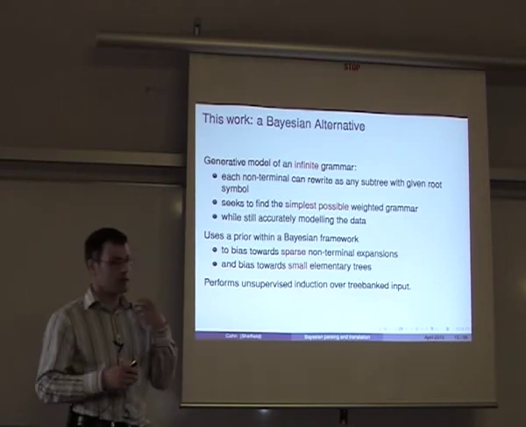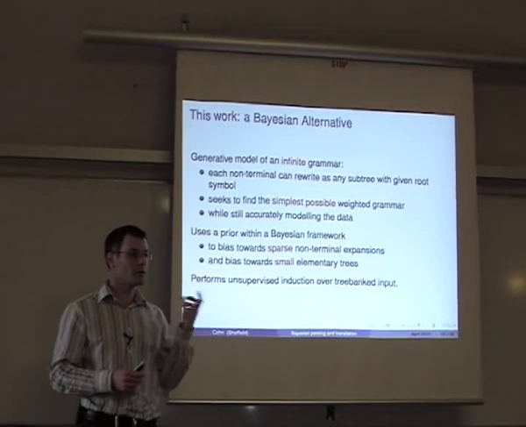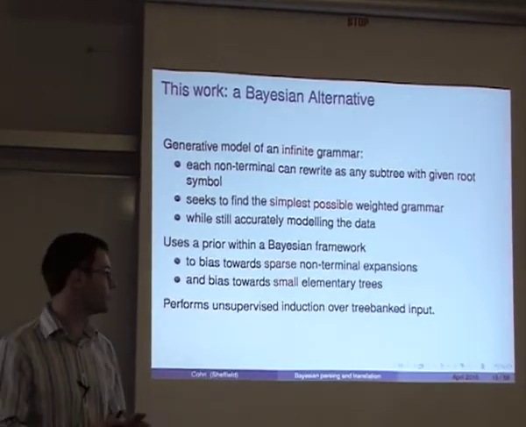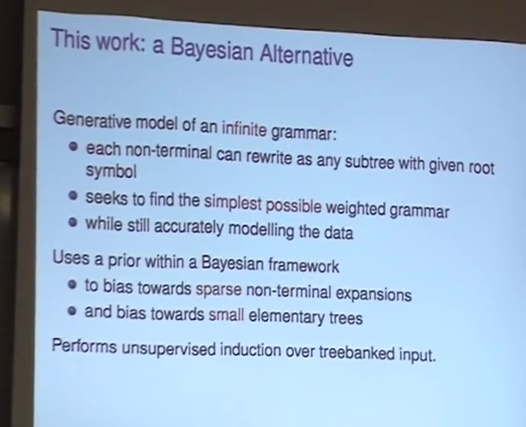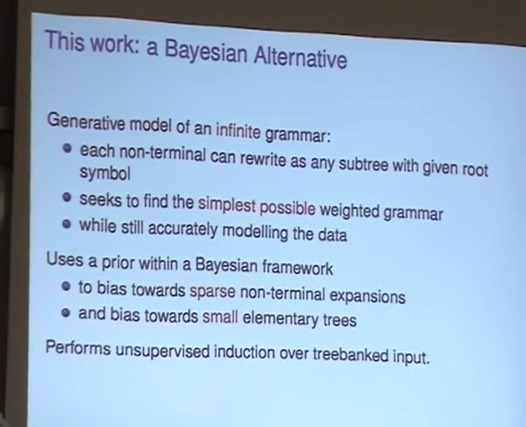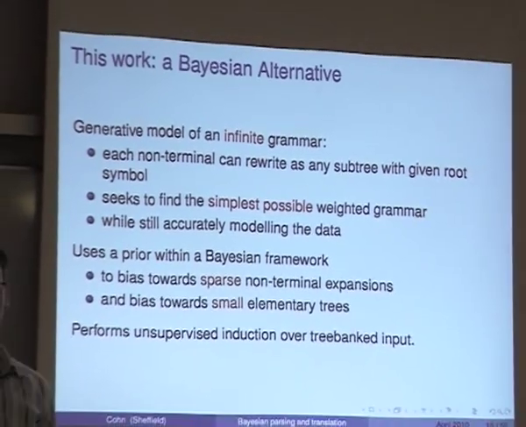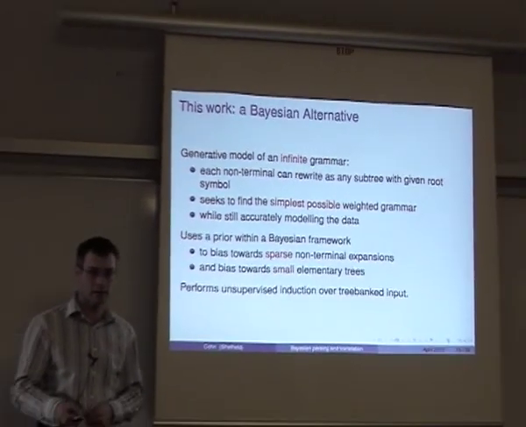So the prior is set up explicitly to bias towards sparse non-terminal expansions. So we don't want any non-terminal to rewrite as thousands of different productions. We want them to write as very few. We want most of the probability mass to be put on very few rules. We also want each individual rule to be small. So we don't want any rules that are of depth 10 or something silly, because they're not going to generalize to new data. And then the way we learn this is using an unsupervised induction technique. So we're given tree-banked input, and then we try and induce, given this prior and this framework, the types of segmentations and the types of grammars that fit our bias that we want here.